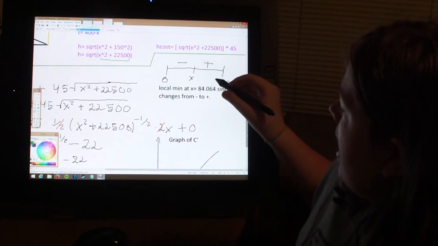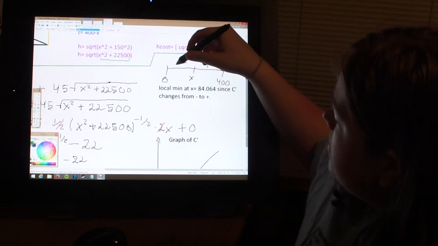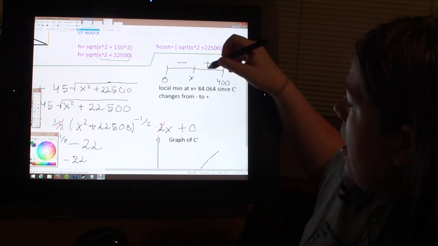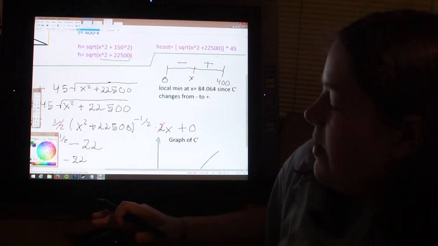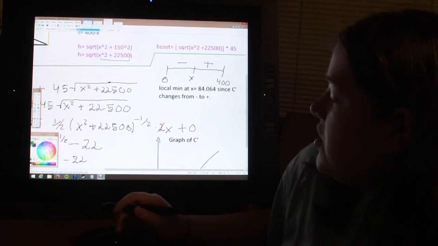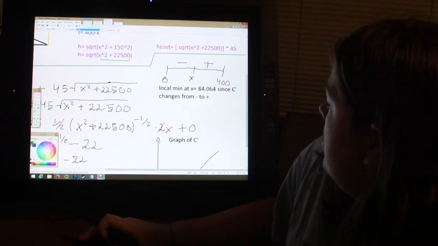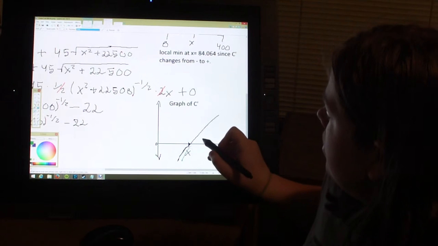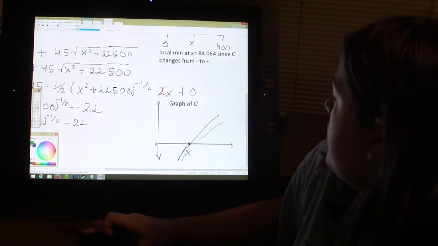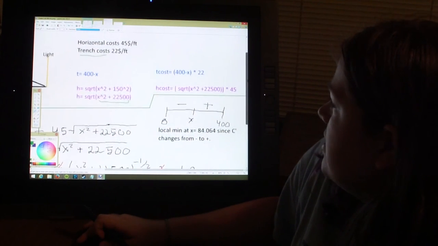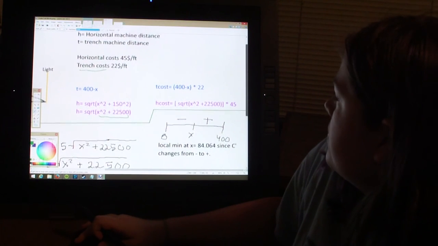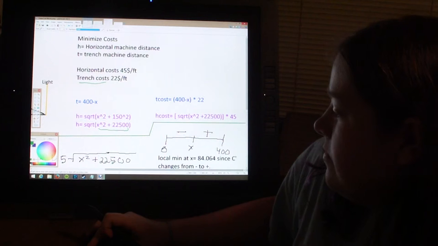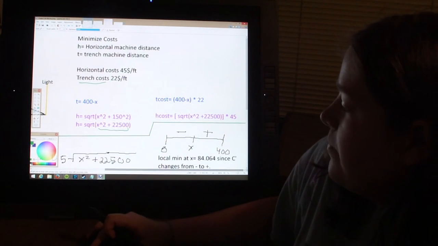When you plug in values, from 0 to x you get negative, and from x to 400 you get positive. That means that we have a local min there, since C prime changes from negative to positive. You can also tell from the graph that it's going from a negative value to a positive value. This means that is a local min for us. So we know that should be our x value, the distance that we're not going to be using.